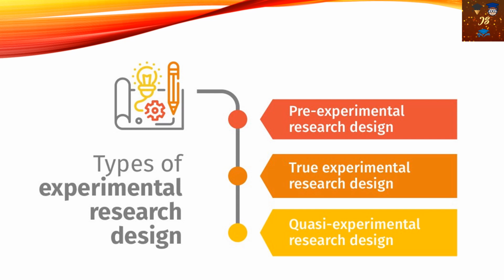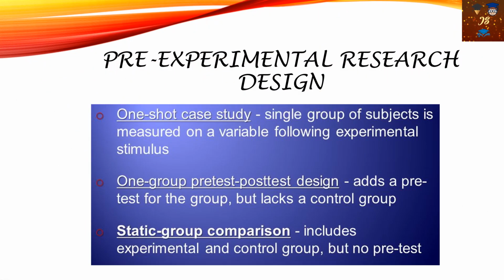Regarding the types of experimental design, there are three types: pre-experimental research design, true experimental research design, and quasi-experimental research design. Regarding the pre-experimental research design, there are three types. A very important type is the one-shot case study. What is that? A single group of subjects is measured on a variable following an experimental stimulus.